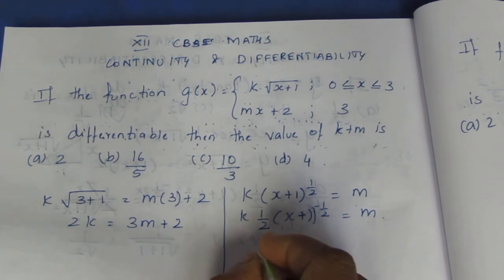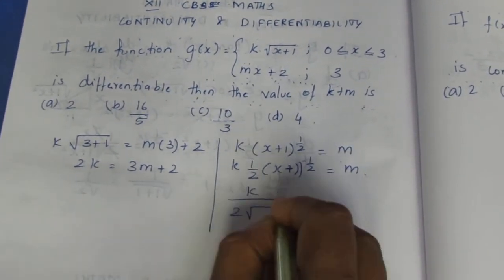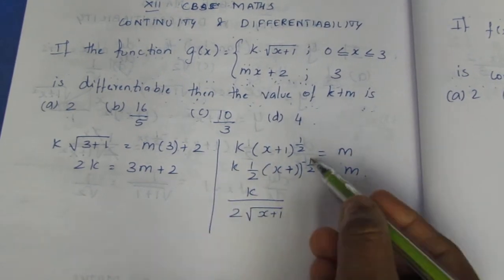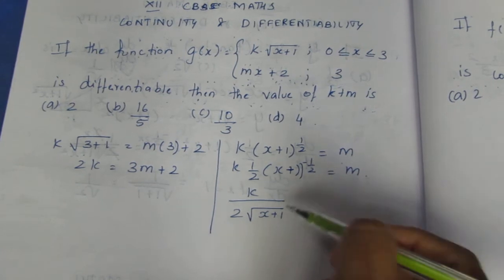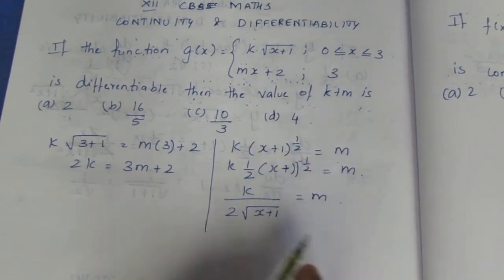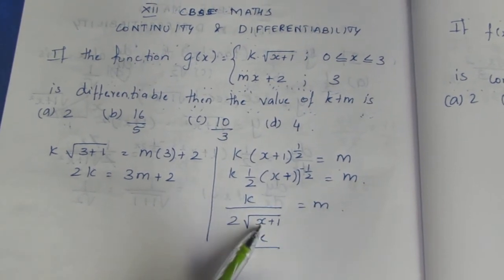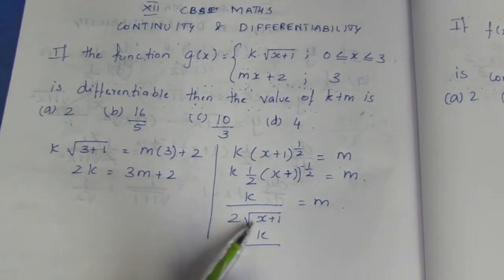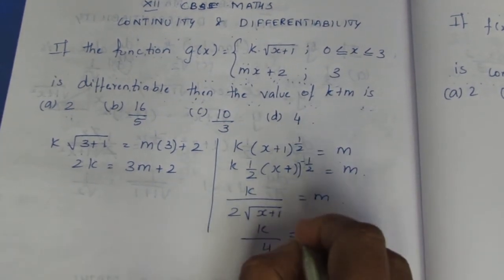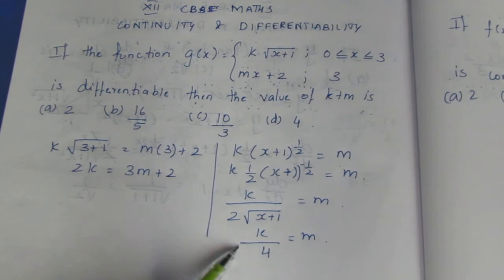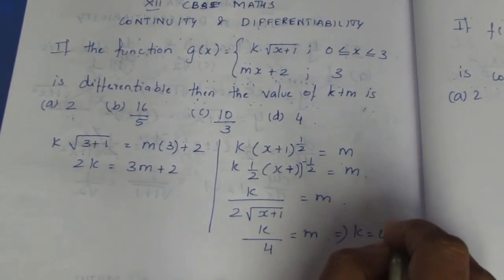This can be written as k by 2 root of x plus 1. The half, as it is in minus sign, I am bringing it in the denominator. Half I am writing as root. Now substituting the value of 3, this becomes k by 2 into 3 plus 1, which is 4, so root 4 is 2. So this becomes k by 4 is equal to m. This can also be written as k equal to 4m.